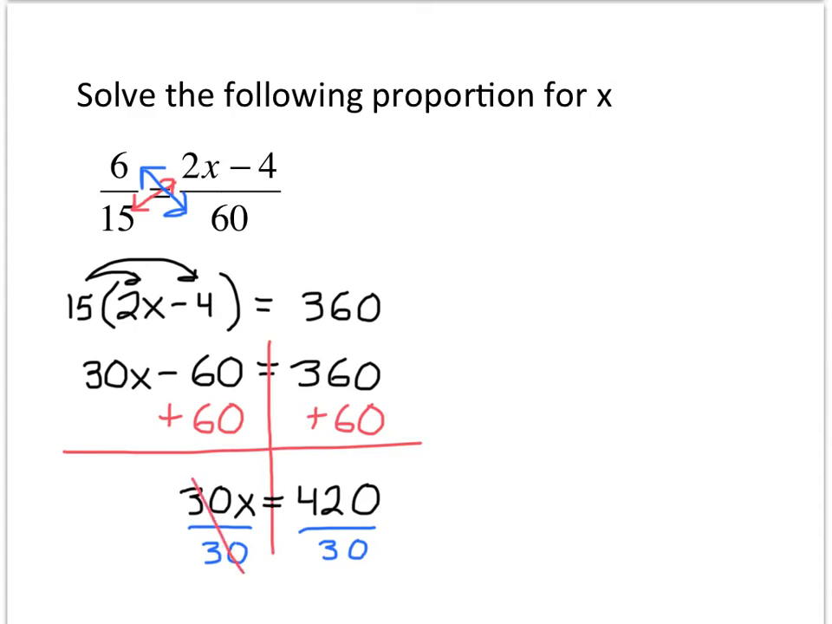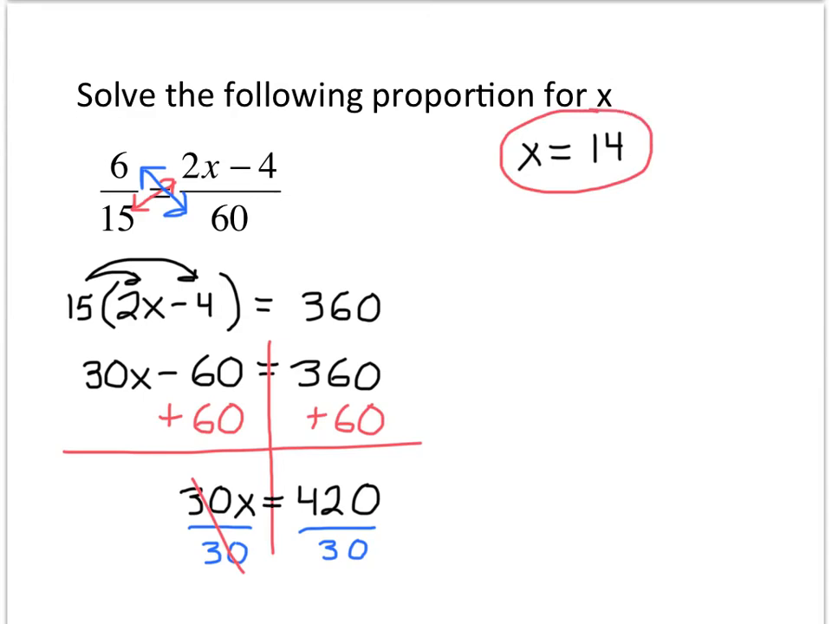And I'm left with my answer over here, x equal to, well, 420 divided by 30. This is a little bit of a tricky problem, but we can logic our way through it. I know that 30 times 5 is 150, and 30 times 10 is 300, so I'm just going to go up from there. 11 would be 330, 12 would be 360, 13 would be 390, so I'm looking for 14 to be 420. Just counting up by 30s there. So here's our solution.